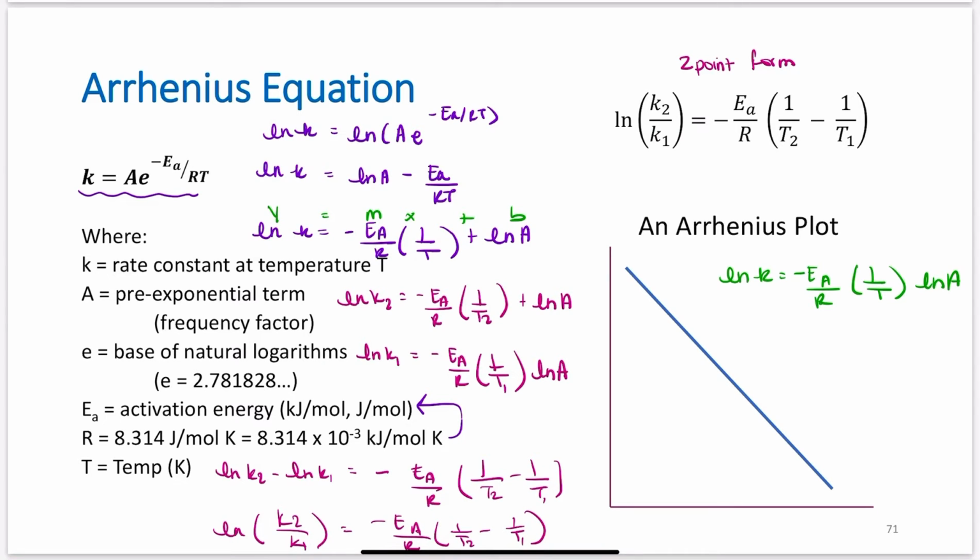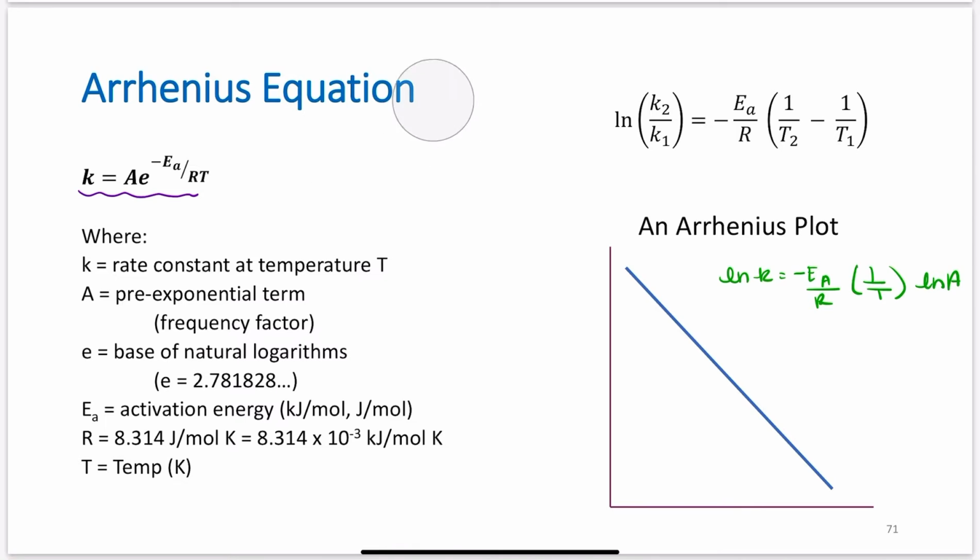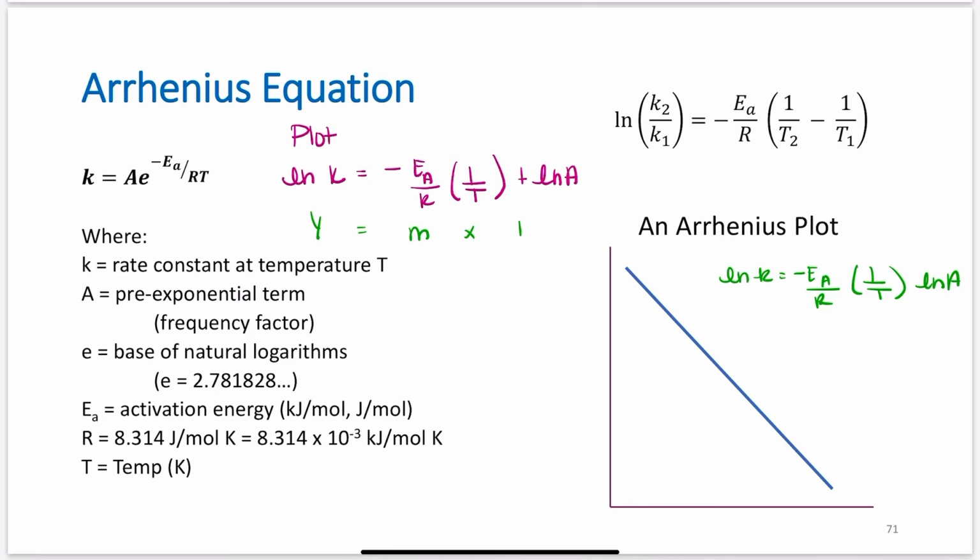So you can get a two-point form, or you can get the Arrhenius plot equation, whichever one you want. I don't really care, but they're both useful to me. Why are they both useful to me? Because I can find activation energy. If I plot natural log of k equals negative E sub A over R times 1 over T, plus natural log of A. Again, y equals mx plus b. So my intercept here is the natural log of A.